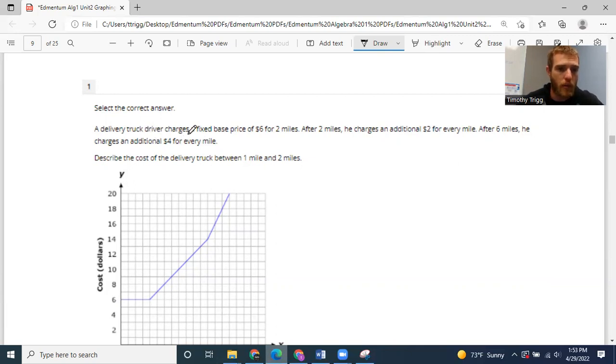A delivery truck driver charges a fixed base price of $6 for 2 miles. After 2 miles, he charges an additional $2 for every mile. After 6 miles, he charges an additional $4 for every mile. Describe the cost of delivery truck between 1 mile and 2 miles.